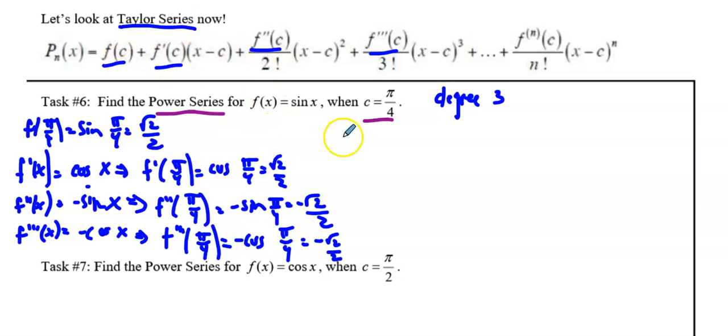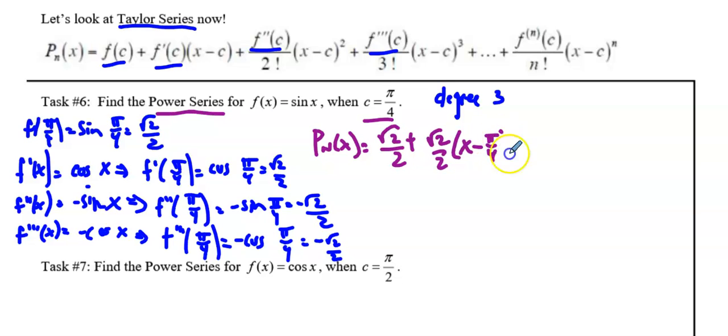Now here's what we do. We're going to find this series. P_n of x is going to be equal to our first term, which is the square root of 2 over 2, plus our second term, the f prime of pi over 4, which is the square root of 2 over 2. And then this is the mistake students make: it's going to be x minus pi over 4, to the first degree, all over 1 factorial. But do not forget to subtract your c. Do not forget to subtract your c.